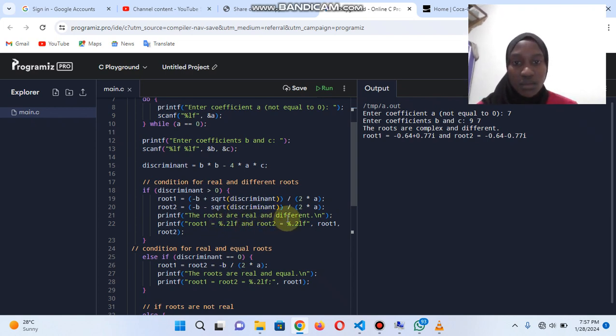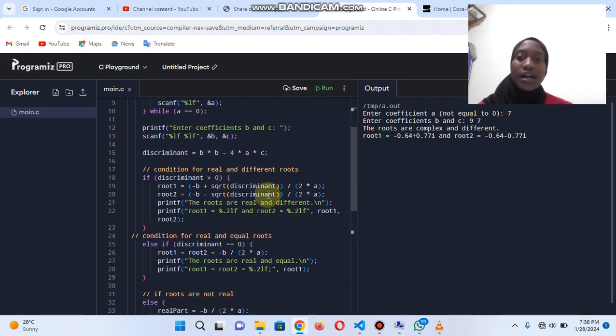Well, root 1 and root 2 are going to be placed in these place values, which are going to have 2 DPs. After you enter the values of A, B and C, they're just going to be computed, and root 1 is going to be equal to a certain value, and root 2 is going to be equal to a certain value according to what you entered.